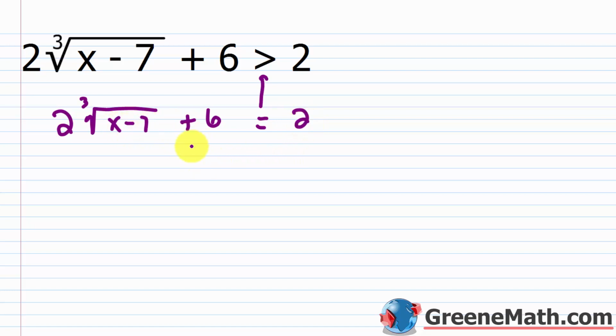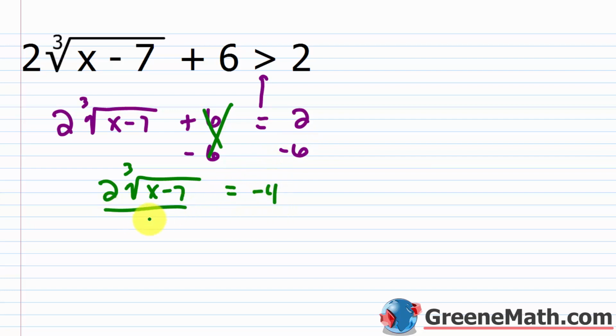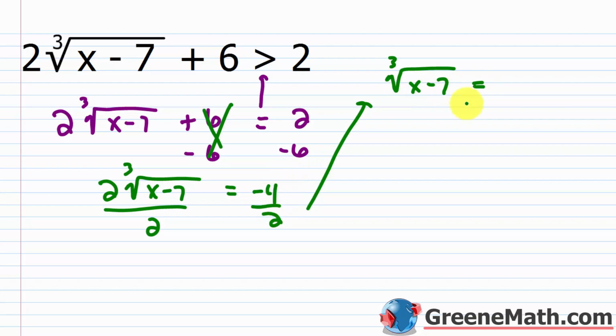Let me again isolate the radical. Let me subtract 6 away from each side of the equation. That'll cancel. You have 2 times the cube root of x minus 7 is equal to negative 4. Let me divide both sides by 2 so I can isolate the radical. You'll have the cube root of x minus 7 is equal to negative 4 over 2, which is negative 2.